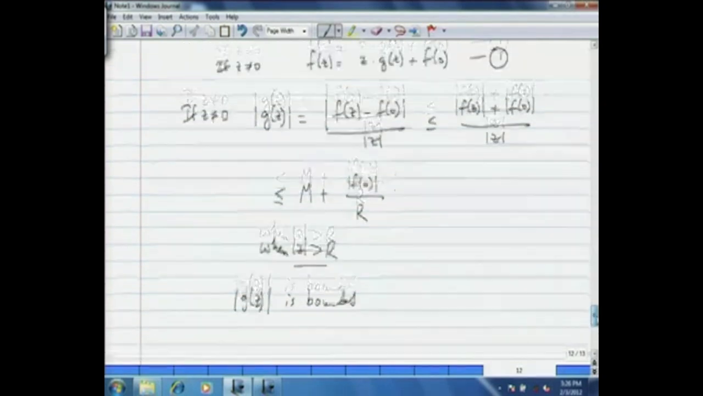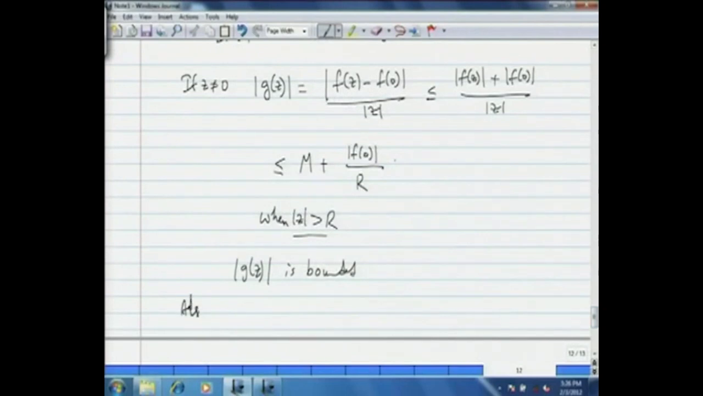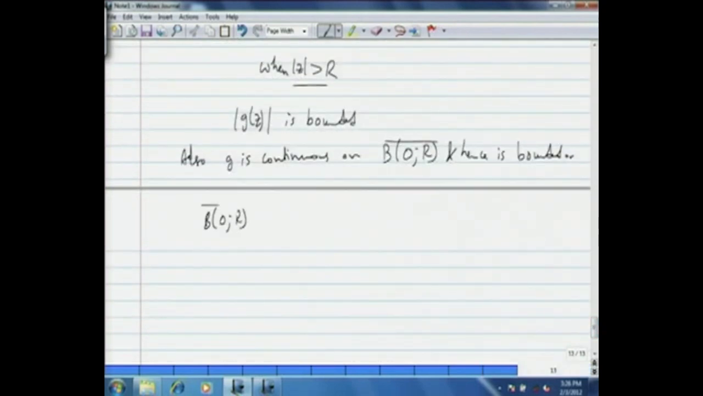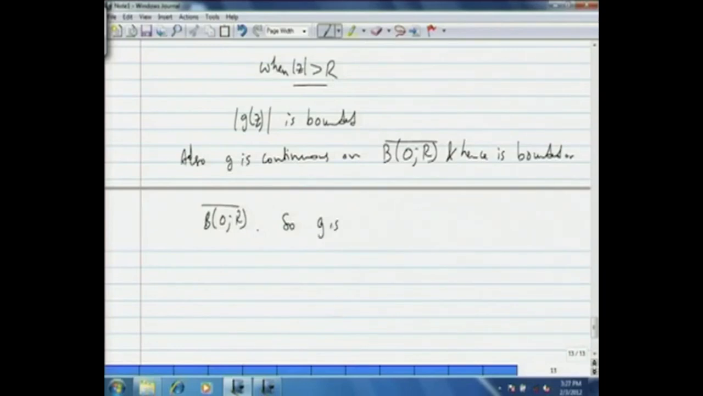So g is analytic, g is continuous on the closed ball B(0, r), and hence is bounded on B(0, r) as well. So outside of a circle of radius r it is bounded by the above estimate, and on the inside of a circle of radius r it is also bounded by continuity of g. So g is an entire function which is bounded.